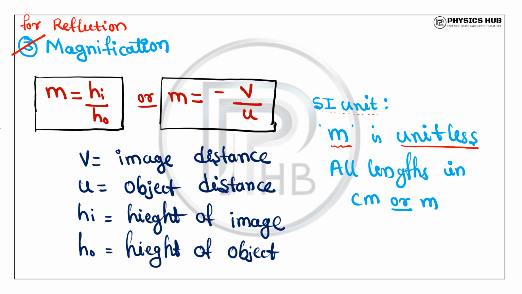Next is magnification. Magnification is the ratio of the height of the image to the height of the object, and it is defined in terms of the image distance divided by object distance. So m is equal to hi divided by h naught, or m is equal to minus v divided by u. Here hi is the height of the image and h naught is the height of the object. Here v is the image distance, object distance is u, and all lengths are in centimeter, and m, the magnification, is unitless because it is in the form of a ratio.